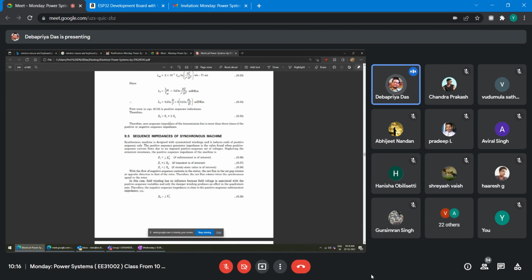So if there is no reactance to the ground, for example, later you will see that, then X0 is equal to X1. Later we will see that. That is called solidly grounded. That means no reactance, right?